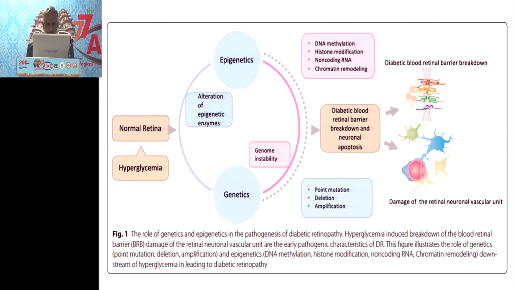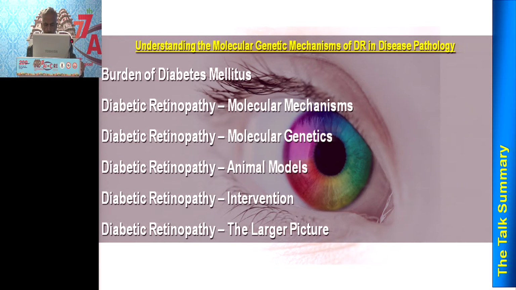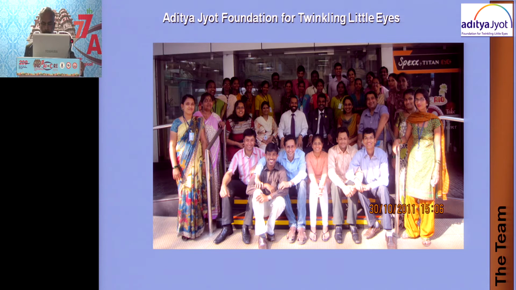So the larger picture, and this is my last slide, is that there are a lot of genetic and epigenetic mechanisms that take place in the neuroretina, which lead to DNA damage, and then it breaks the Bruch's membrane and leads on to edema as well as bleeding. If we can stop this process in some way or delay it, then we can, as I said, reduce the morbidity. This is the group I work with.